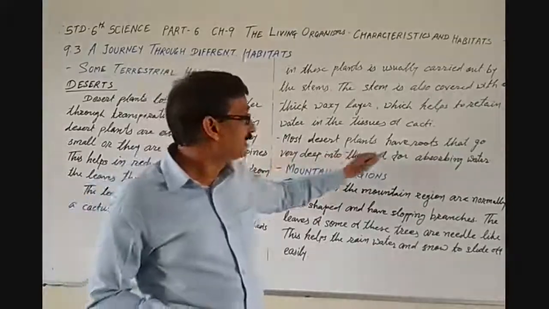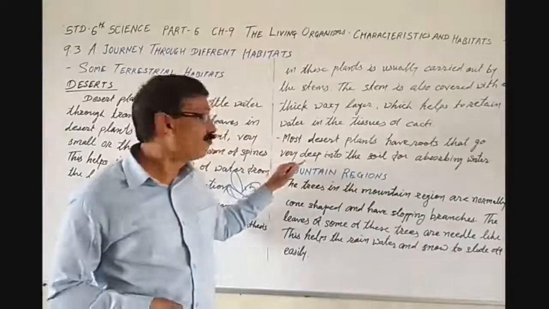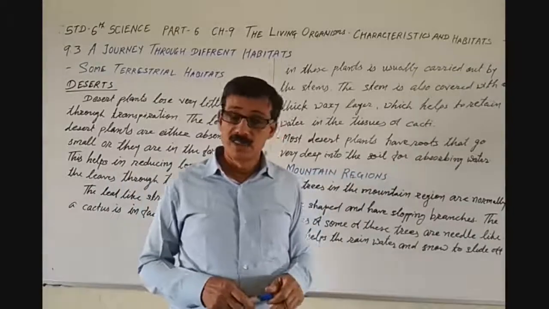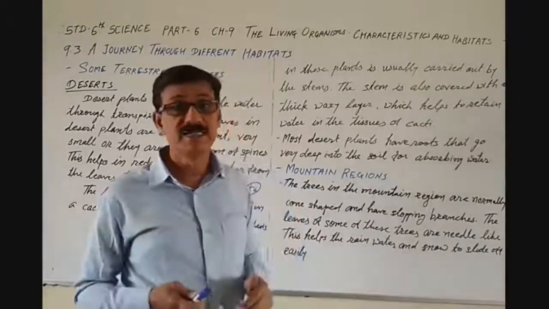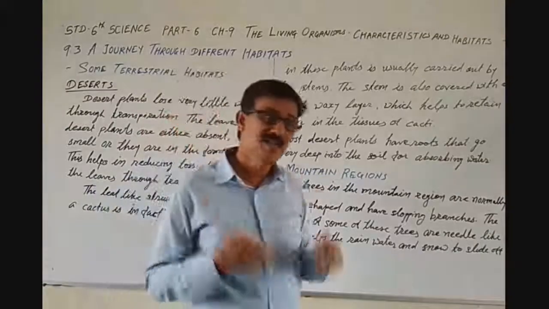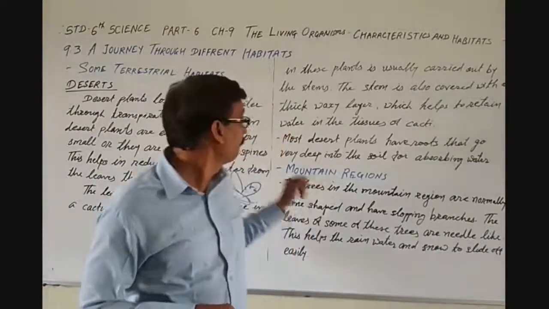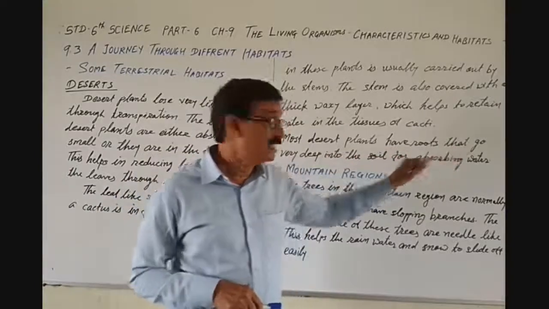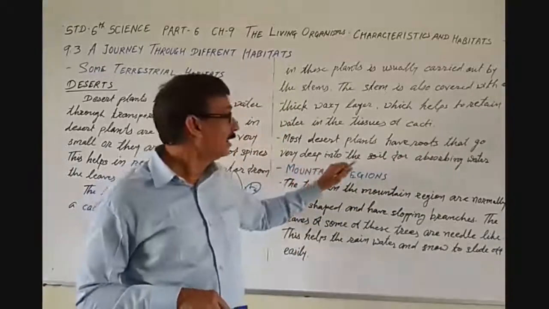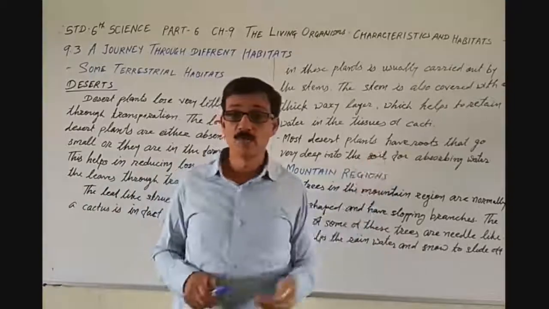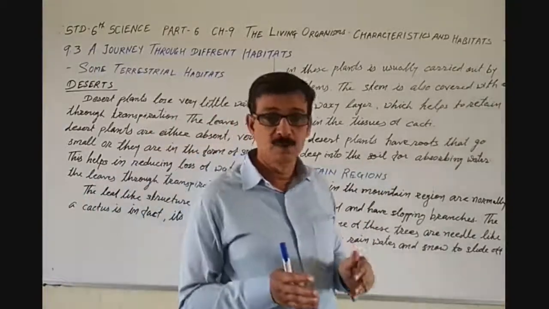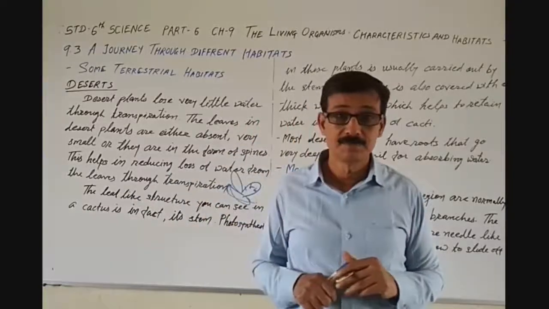Most desert plants have roots that go very deep into the soil for absorbing water. We know that in the desert there is very little water. That is why most desert plants have roots that go very deep into the soil for absorbing water. So these are the adaptations of plants in the desert.